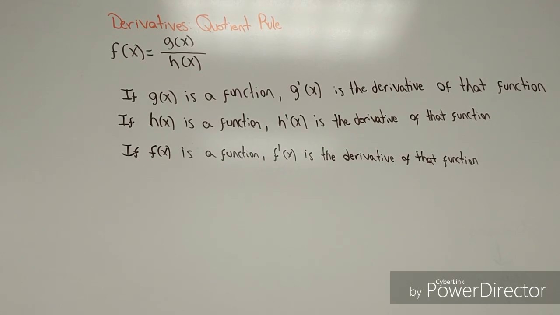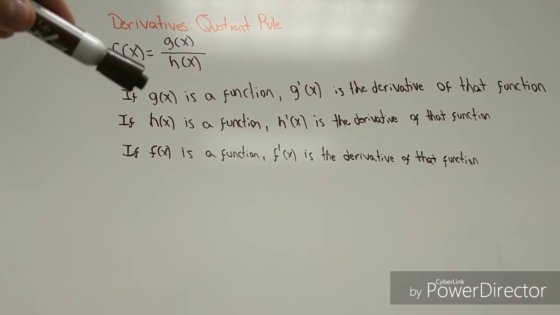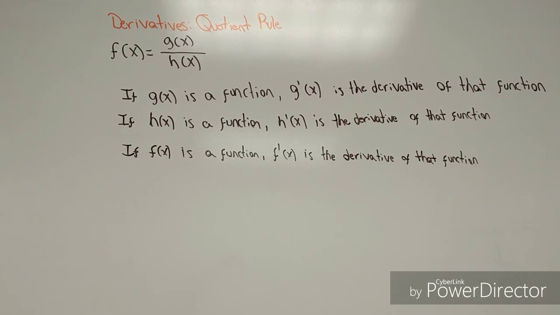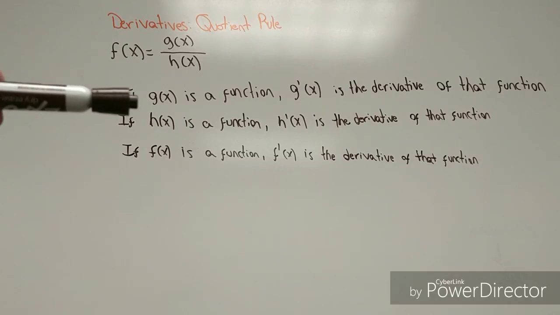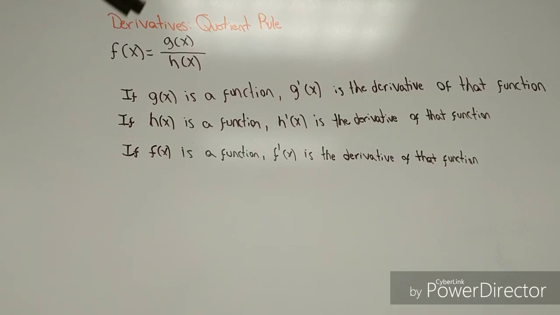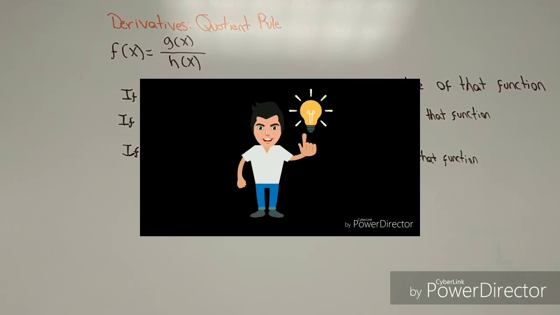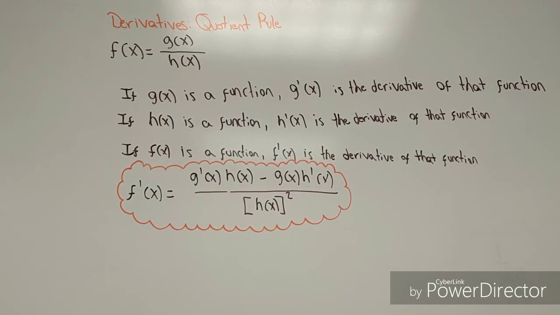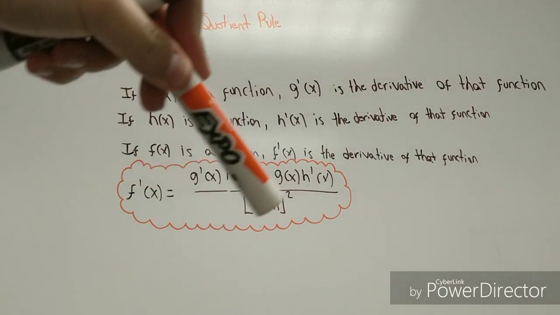As we have mentioned before, if g is a function, then we denote the derivative of that function this way. The same thing is going to happen with h and, of course, with f, which is our main function. We have to remember that we're going to use derivatives to calculate the division of functions. And now that we know, this is the formula that we're going to learn today.